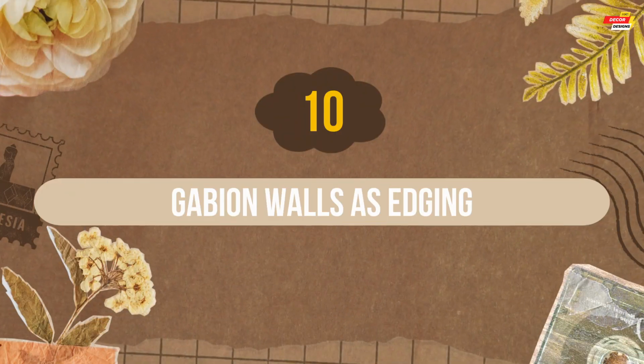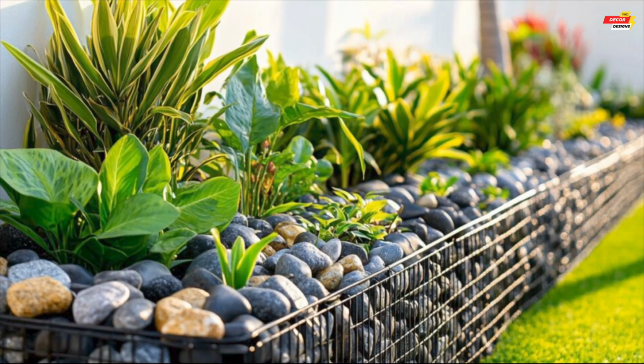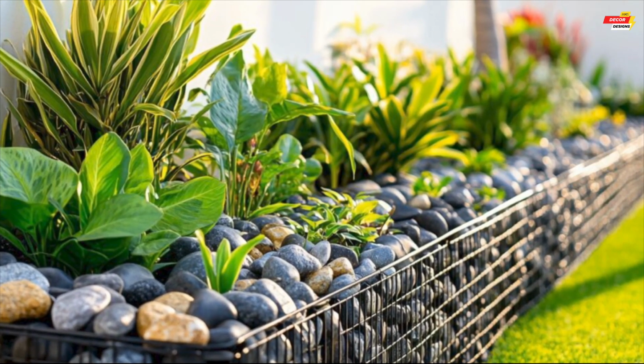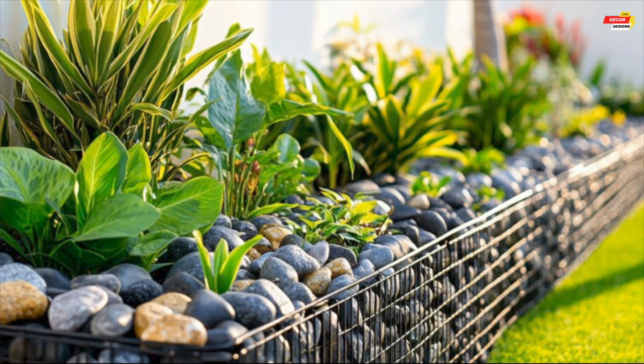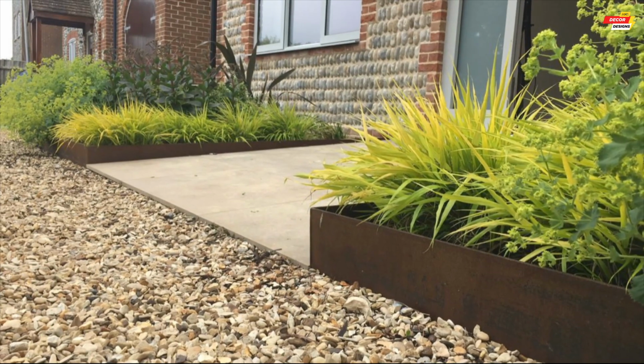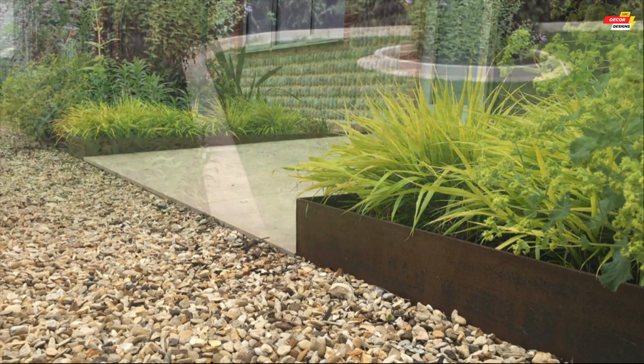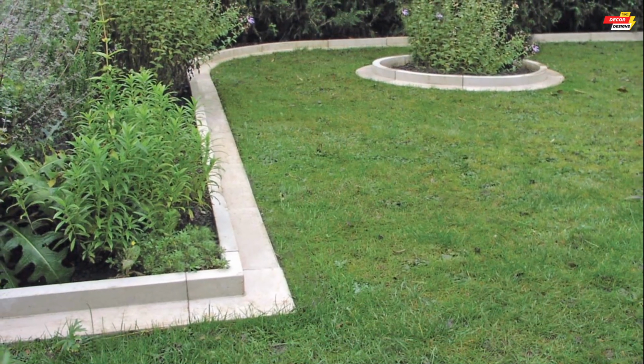10. Gabion walls as edging. Small, low-lying gabion baskets filled with decorative stones can create a textured and industrial-inspired modern edge, particularly suitable for retaining soil on slight slopes. Modern garden edging design is a vital element in creating a sophisticated and well-maintained outdoor space.